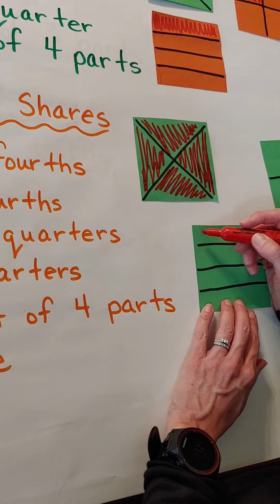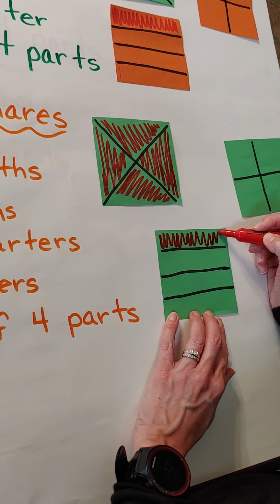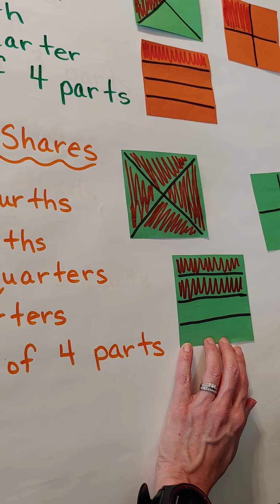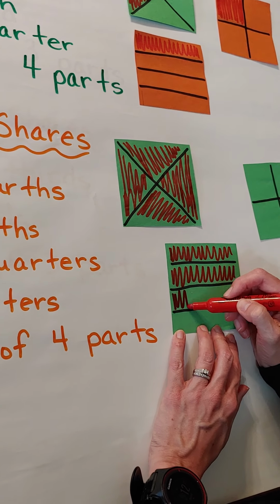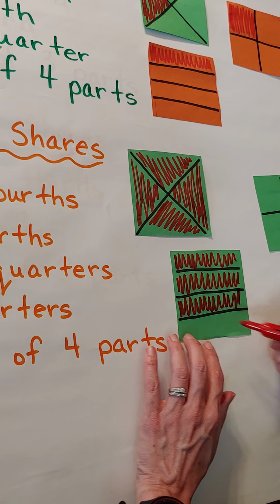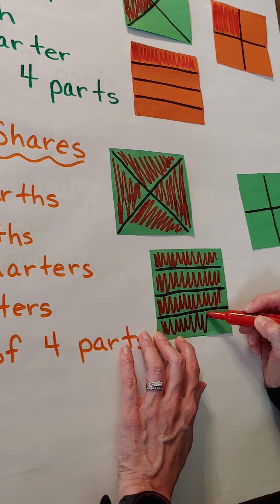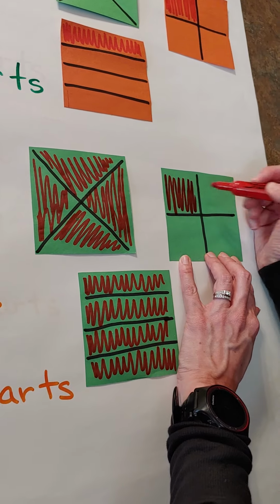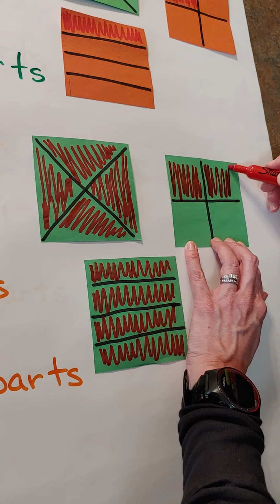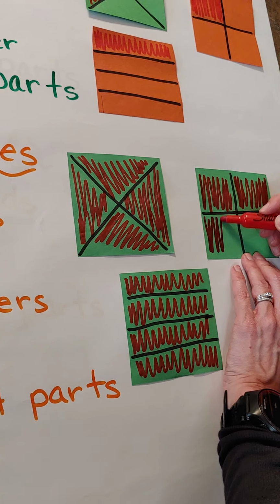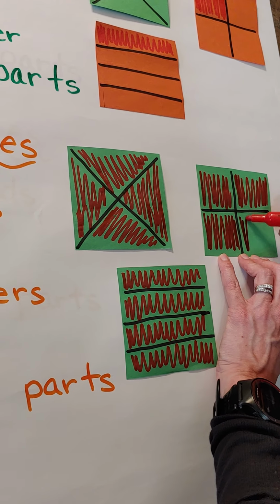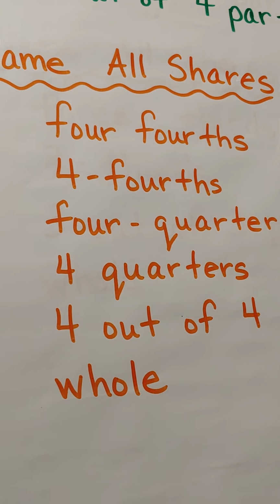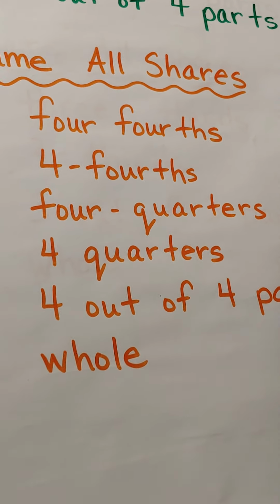Let's try this one. So this would be 1 out of 4, 1/4. 2 out of 4, 2/4. 3 out of 4, 3/4, or now they are all shaded, and that equals a whole. 1/4, 2/4, 3/4, 4/4, or a whole.